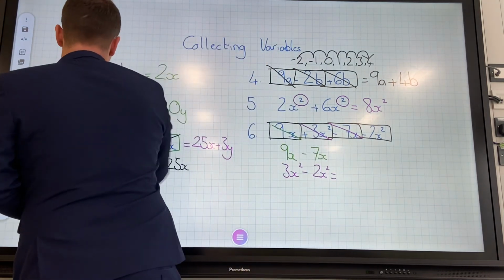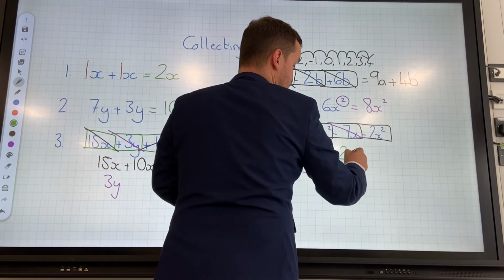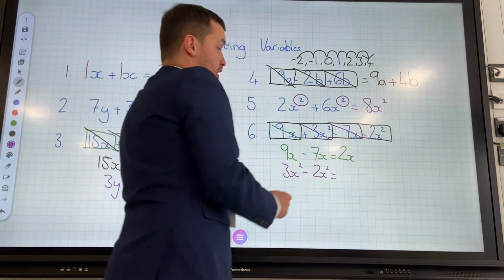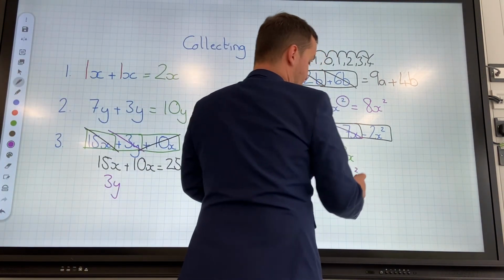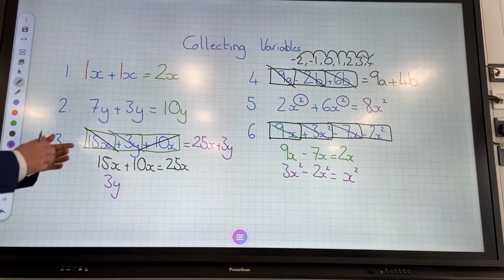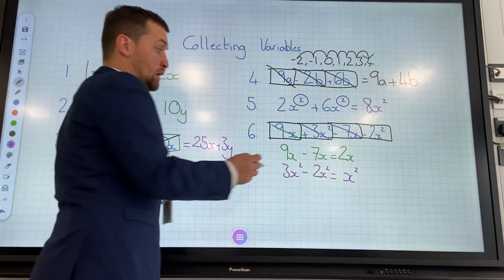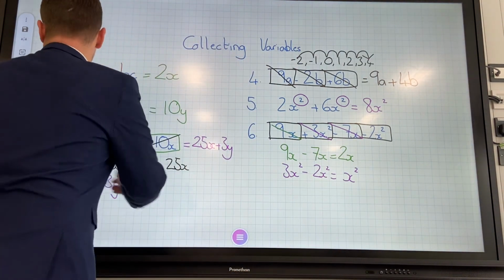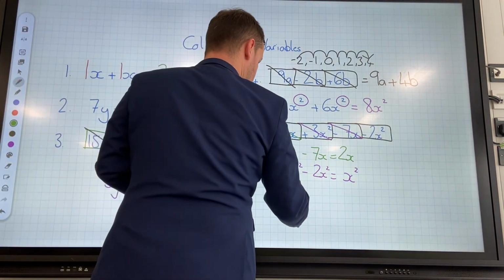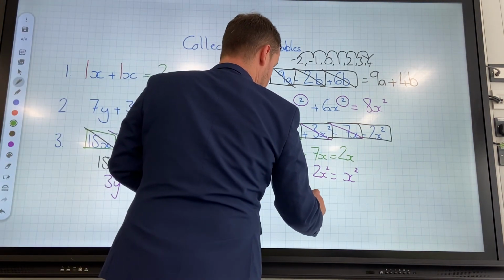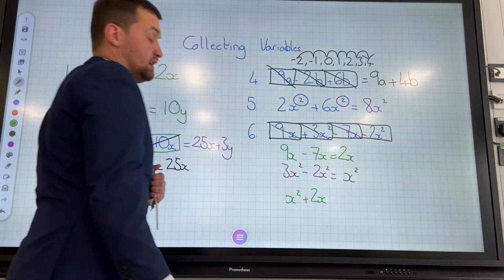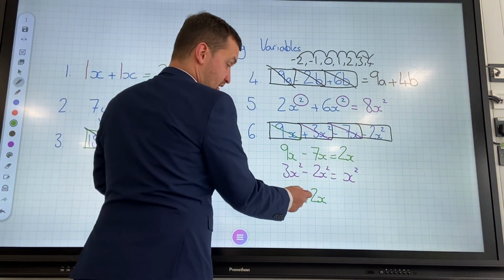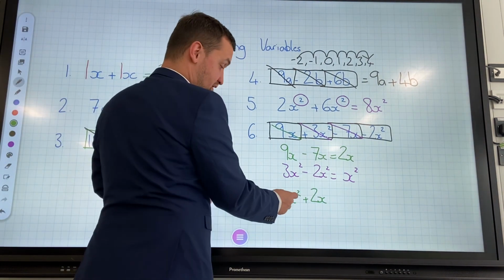Okay, so 9x minus 7x is 2x. If you're not sure, 9 minus 7 is 2. Okay, 3x squared minus 2x squared. Well, I'm just going to write it as x squared. As I said to you, if you have a letter on its own, it means one of that letter. Okay, we've got one of the letter there, therefore there's one in the middle. Okay, so our final answer would be x squared plus 2x. Can we simplify that? No, we can't, because that's an x squared and that's an x. They're different. Okay, x squared is not the same as x.